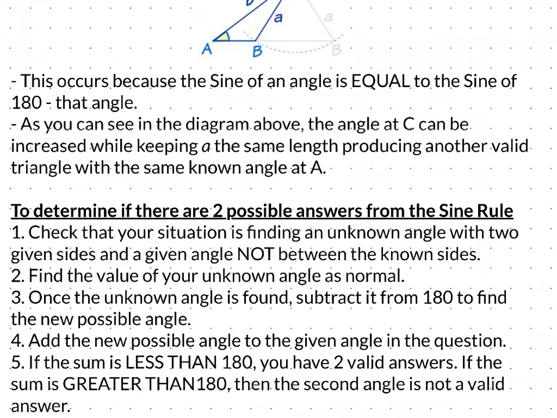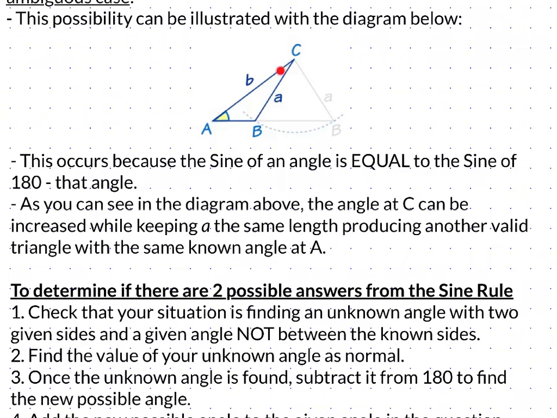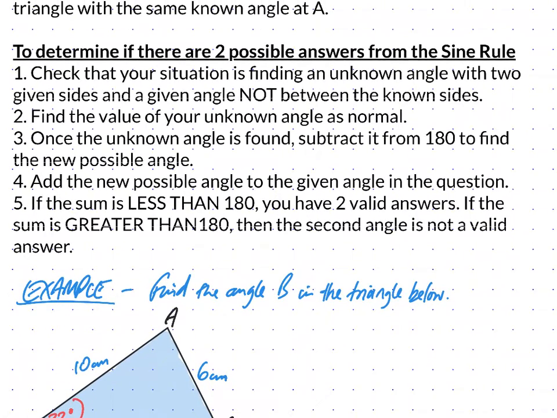So as you can see in the diagram above, the angle at C can be increased. This angle here, I can make a larger angle there, while keeping A the same length, producing another valid triangle that has the same angle at this corner A. So the way that you should deal with this is like so.